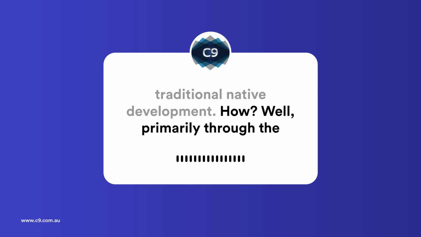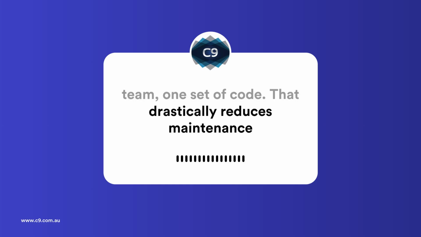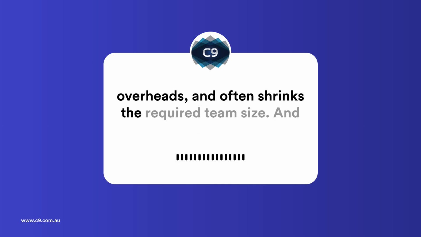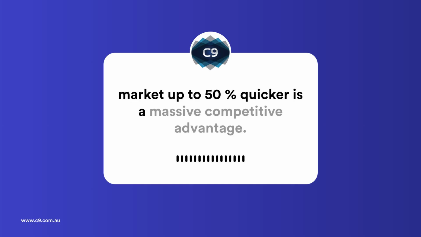How? Well, primarily through the single code base. You build it once, you maintain it once, one team, one set of code. That drastically reduces maintenance overheads and often shrinks the required team size. And naturally, that leads to faster launches. Getting your app to market up to 50% quicker is a massive competitive advantage.